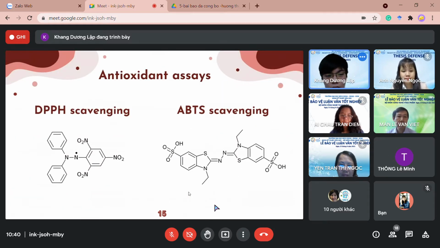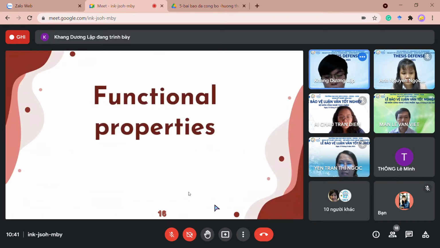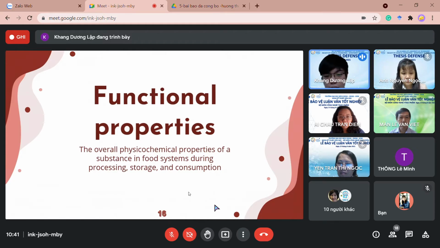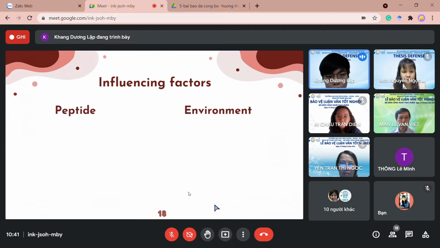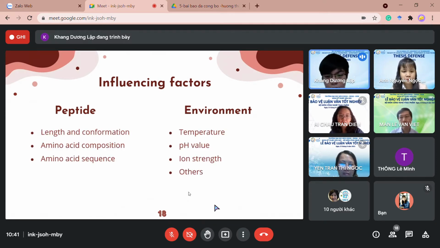In our thesis, 2 distinct assays were used to analyze the antioxidant activity, namely DPPH and ABTS scavenging assays. Further, the functional properties of the protein hydrolysate were also investigated. The 2 properties were emulsifying and foaming capacity. The factors affecting the functional properties can be divided into two groups: the nature of the peptide and the environmental factors. In our thesis, the effect of pH values was tested.